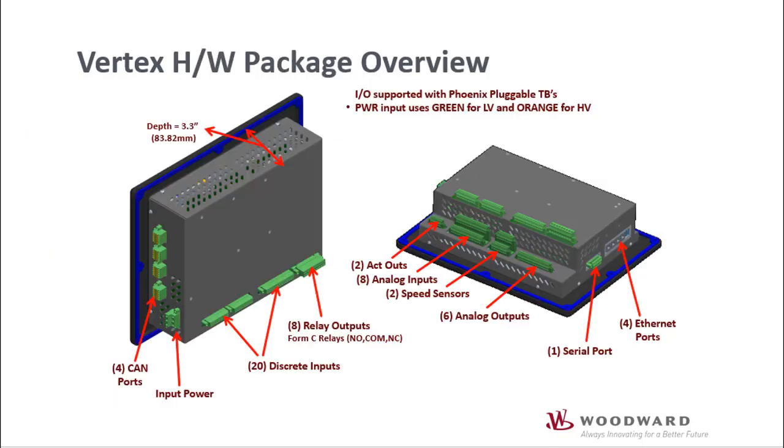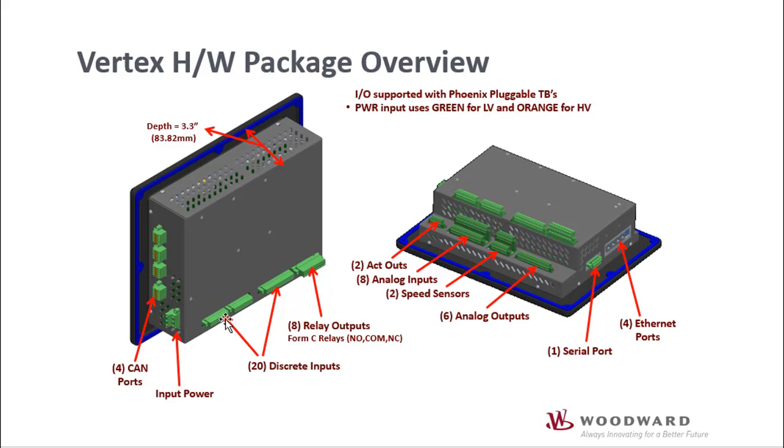The Vertex hardware package is the same as the Flex 500 or the Flex 505 based controls. We've got 4 CAN ports. Now only one of the CAN ports is utilized in the Vertex for the expandable I/O. On port 1, we have the inlet power, and this connector will change colors based on the option available. So green will be a low voltage, and if it has an orange connector, that's a high voltage unit.